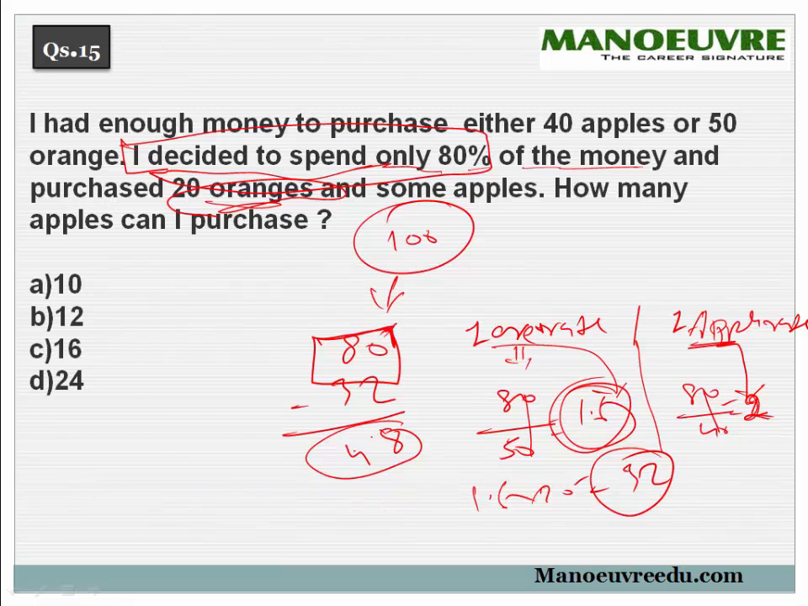How many apples can I purchase? I have 48 rupees and per apple cost is 2 rupees. 2 1s are 2, 2 4s are 8, so 24. 24 apples can I purchase.